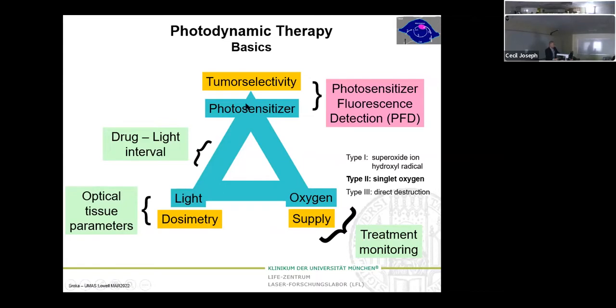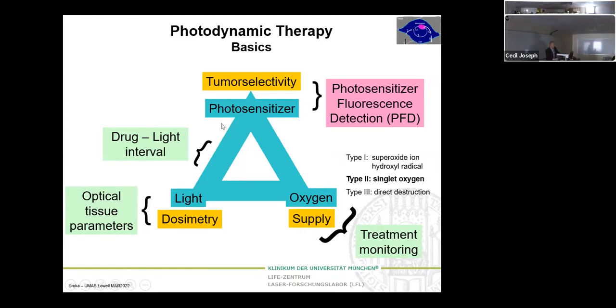Interestingly, if a photosensitizer is applied, it needs what we call the drug-light interval. It needs a certain time for tumor-selective accumulation in the target cells. Then we can apply the light, and then this reaction, using superoxide and singlet oxygen, can be produced.